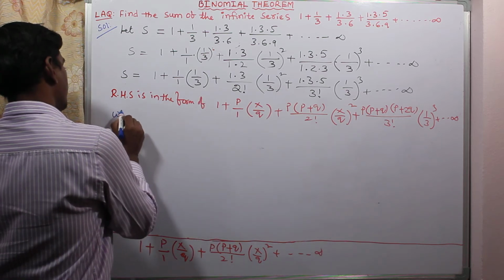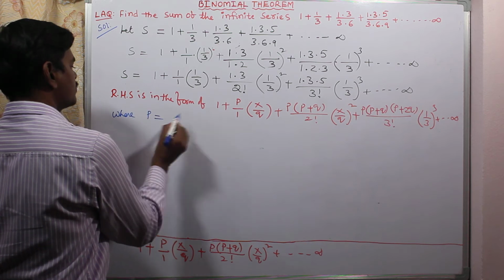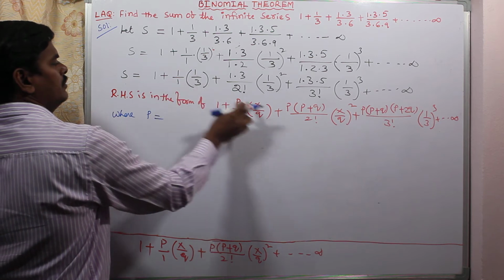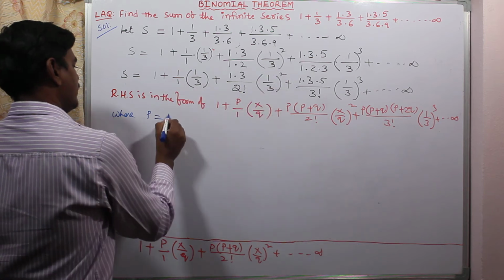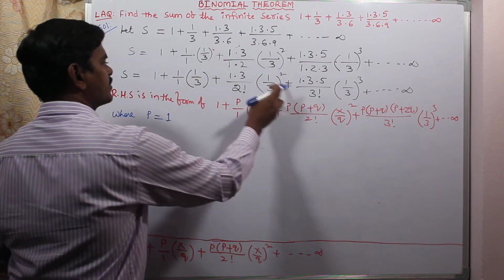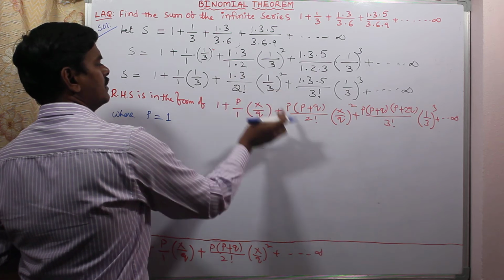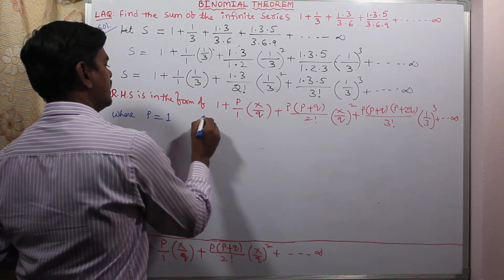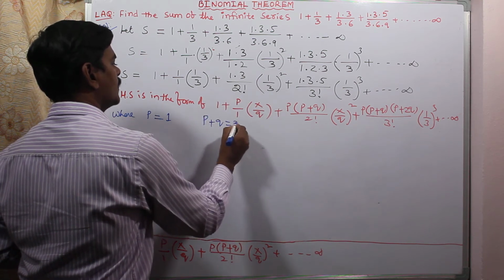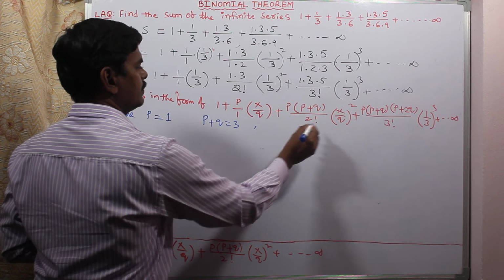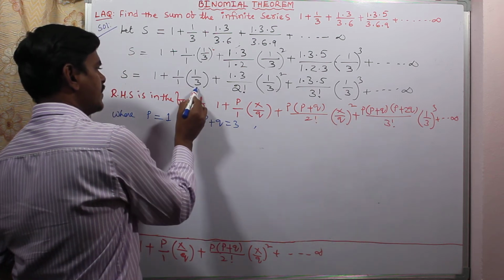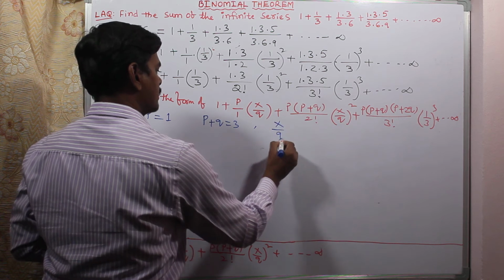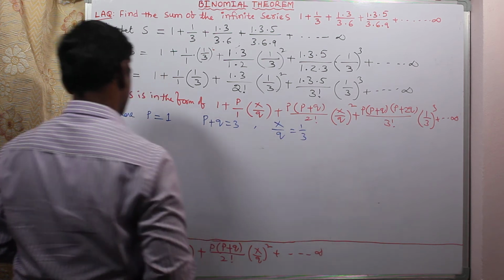So where p is equals to, what is p? 1. P value 1, everywhere we have p as 1. Next p plus q. P into p plus q means p plus q value 3. Next x by q. On comparison x by q is 1 by 3. Everywhere in place of x by q we have 1 by 3. X by q is equals to 1 by 3.